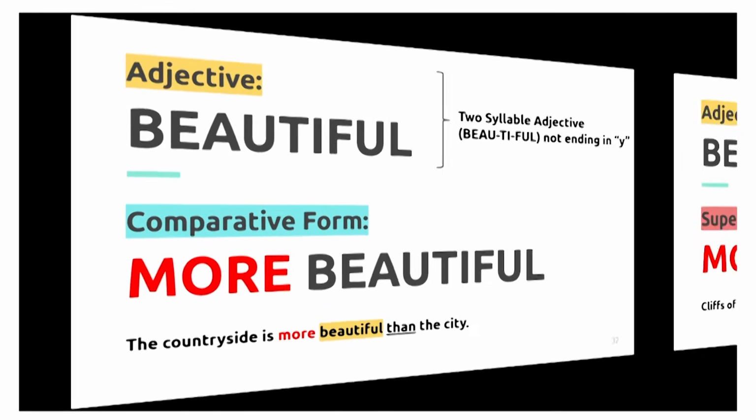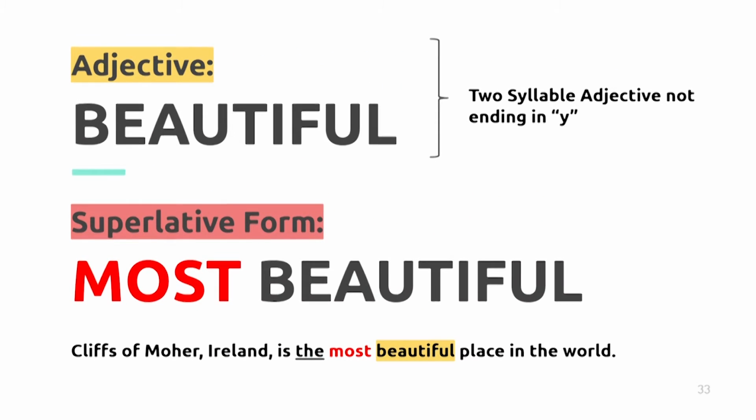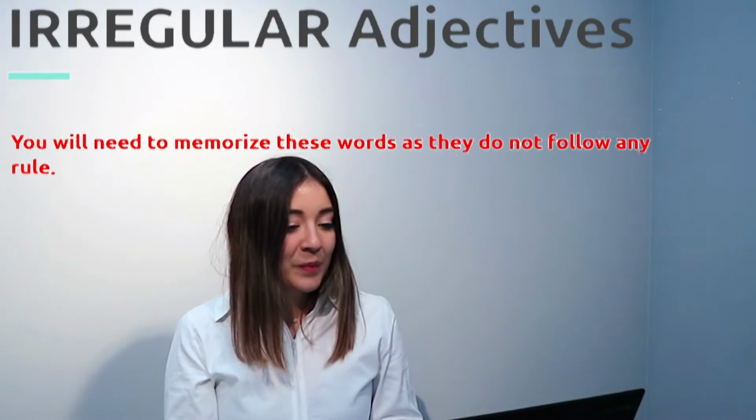The countryside is more beautiful than the city. If I wanted to show what the most beautiful is, or out of everything, what I consider to be the ultimate beauty, I can write, Cliffs of Moher, Ireland is the most beautiful place in the world. Now, I really want to go there, so it's kind of why the sentence needed to be in my slides.